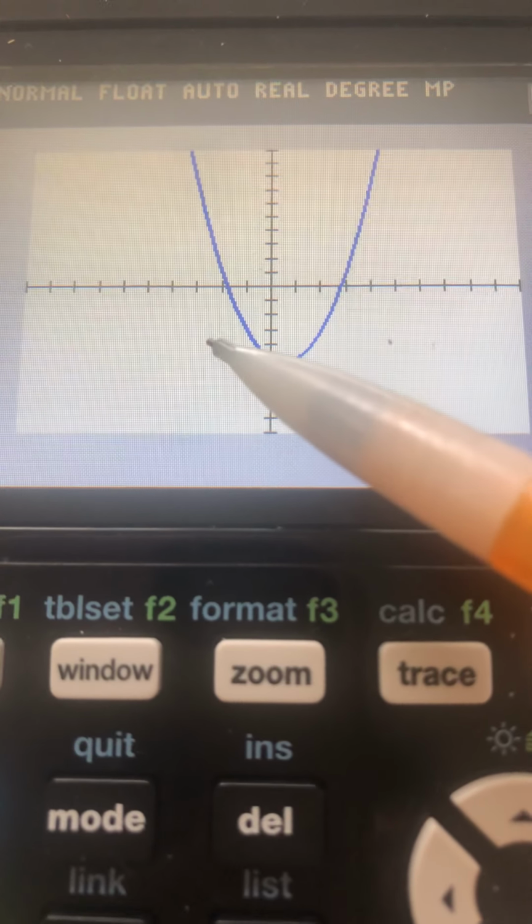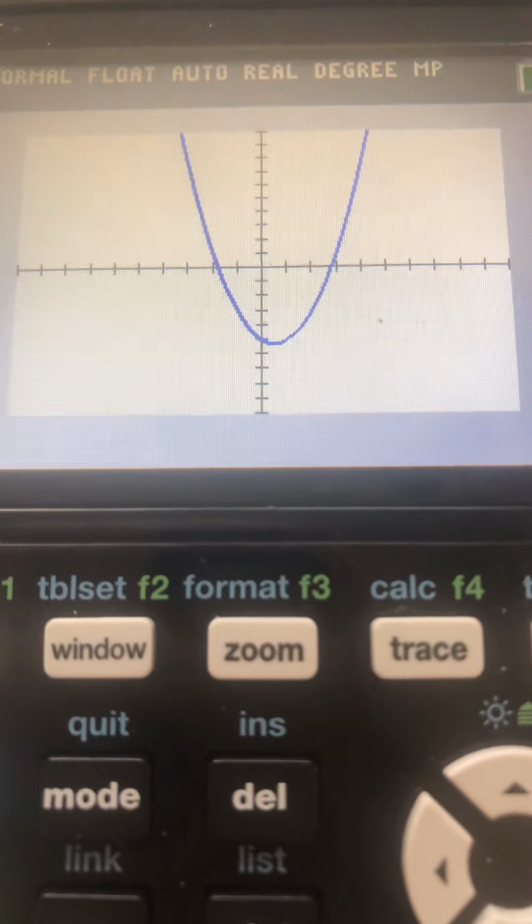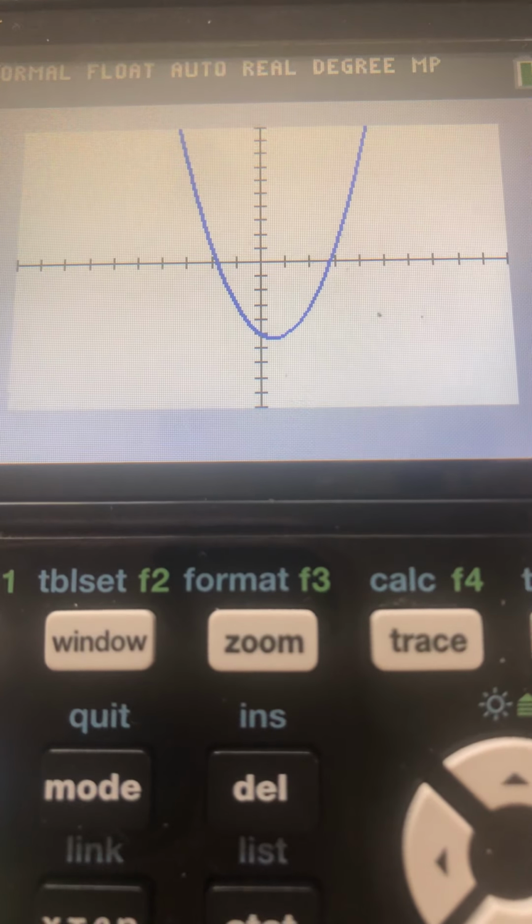Okay, so we have other methods for finding the solutions, and the method that we're talking about today is called the quadratic formula. So when a degree 2 equation is not factorable, you can use the quadratic formula to find the solutions.